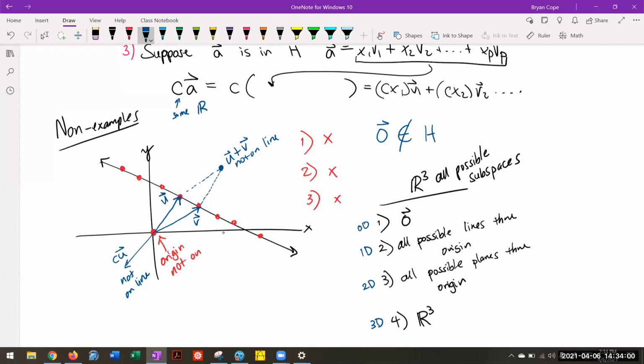All the other stuff we could create, lines not through the origin, planes not through the origin, those things are not considered subspaces. It kind of makes sense because with vectors in our math, there's no way to have something that does not begin at the origin. The tail is always at the origin. Yeah, in standard position, that's right.